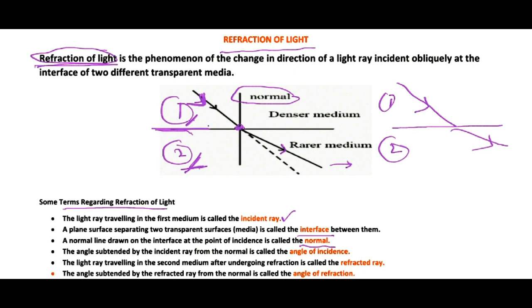Now the angle between incident ray and normal is known as angle of incidence, denoted by small i. Next, the light ray we obtain after refraction is known as refracted ray. So this light ray is known as refracted ray. And the angle between normal and refracted ray is known as angle of refraction, denoted by small r. Clear?